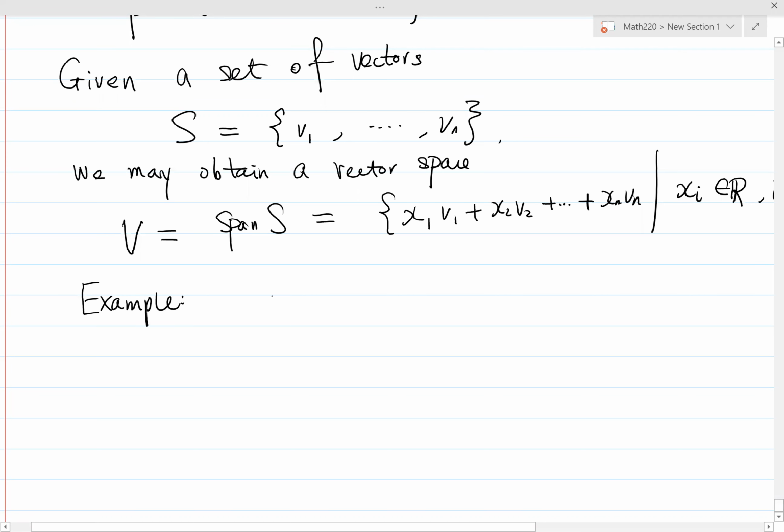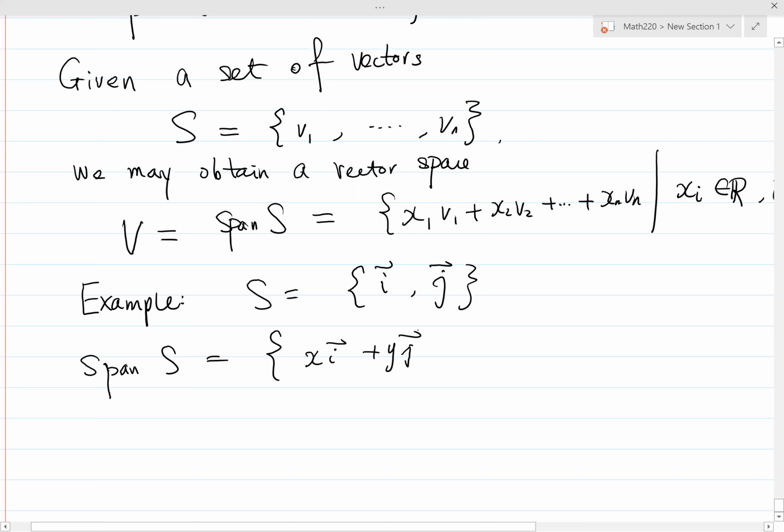For example, the set S can be i and j. Then the span of S is the linear combinations of i and j, so it's xi plus yj, with x, y real numbers. This corresponds to R2, the xy plane.